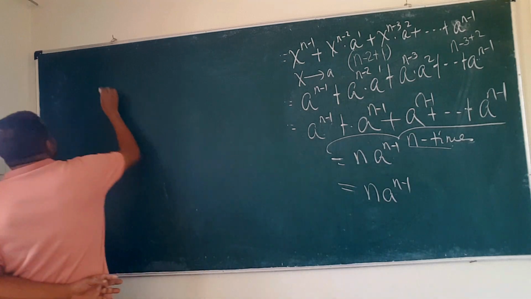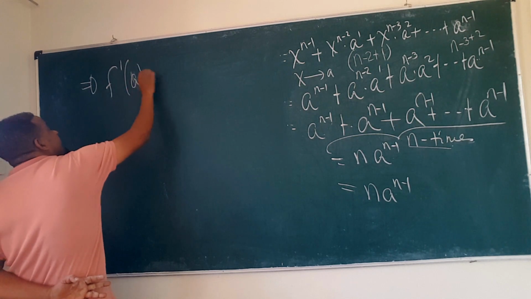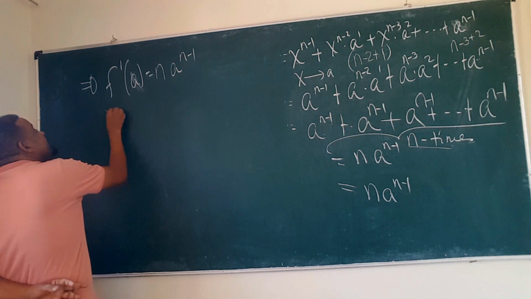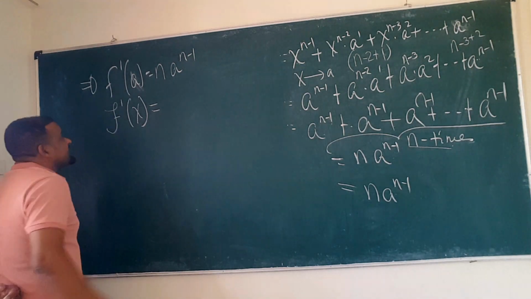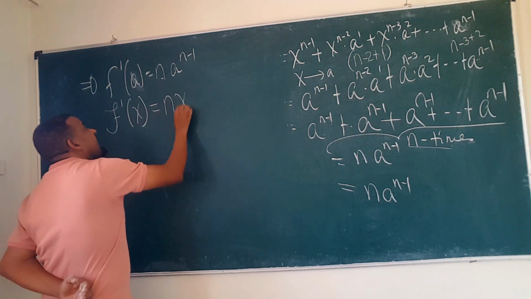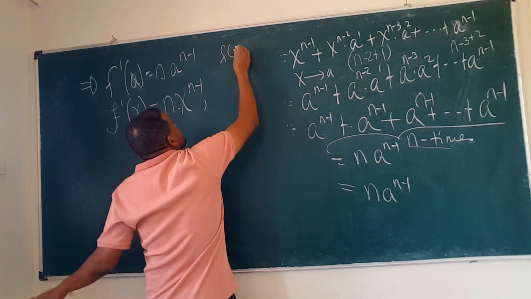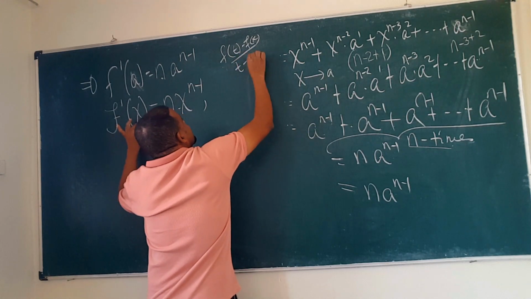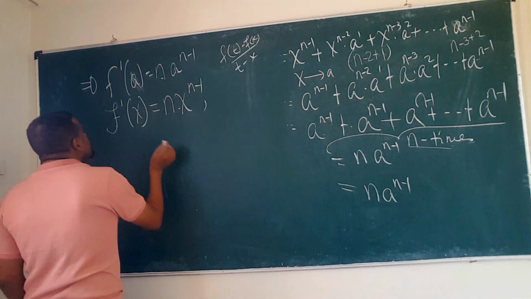So automatically, the derivative of that function at a is n times a the power of n minus 1. But if we consider the derivative as a function, the derivative of this function at x, we get n times x the power of n minus 1. This is f derivative at x, that is f of t minus f of x over t minus x. Simplifying like this, I worked it with a because we are used to it.